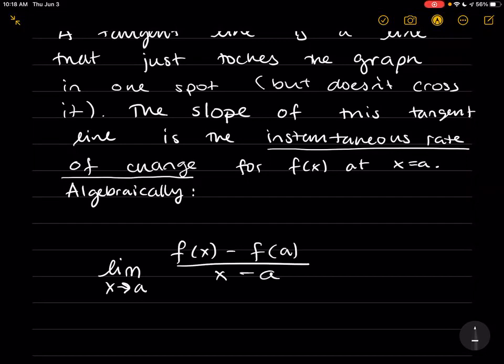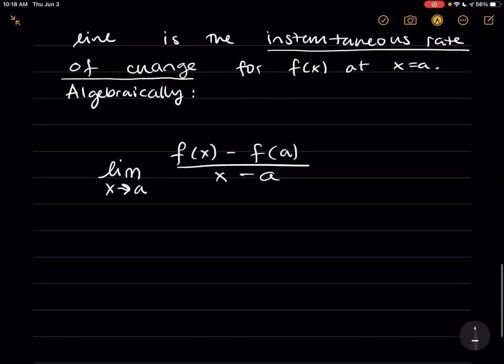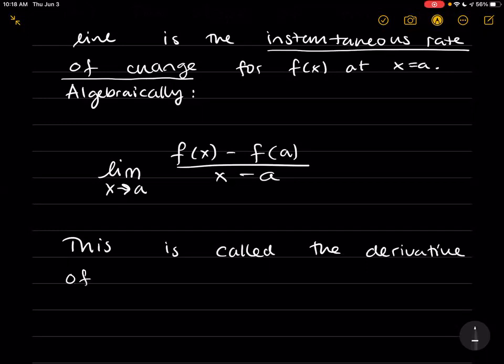Now, some of you may have seen this before. This is called the derivative of f of x at a, which is denoted f prime of a. So this is the derivative. It's the idea of instantaneous rate of change of some function at a point.